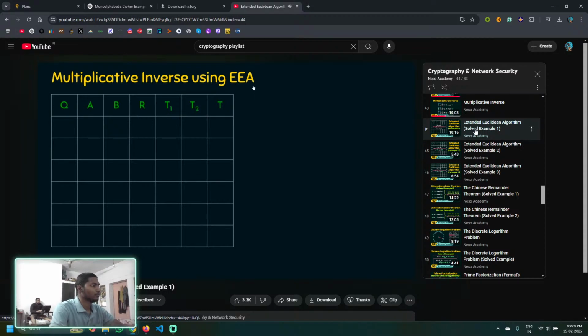Now, I'm going to explain this in the tabular column approach. Just recollect the lecture finding GCD method 1. In method 1, what 4 columns we had? The first column is the quotient, then A, B, and the remainder. So we had only these 4 columns when we solved some problems using Euclidean algorithm. To be precise, method 1 of Euclidean algorithm.